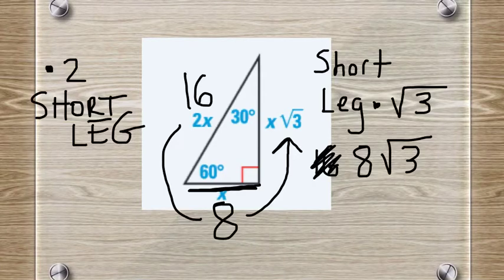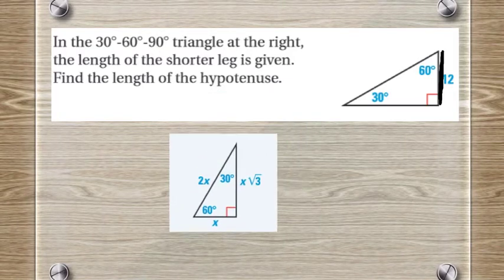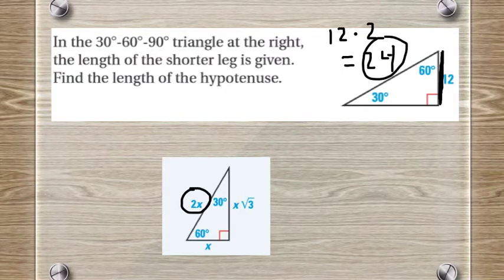Okay, so let's try another one. You can see in this 30, 60, 90 triangle we have the shorter leg given. It tells us right in this problem, and this is definitely the shorter leg. It's the smallest side. We want to find the length of the hypotenuse. If you think back to that diagram I just gave you, which is kind of like your cheat sheet, you can take that short leg and multiply it by 2 to find the hypotenuse. So let's go ahead and do that. 12 times 2. The hypotenuse for this problem is 24.